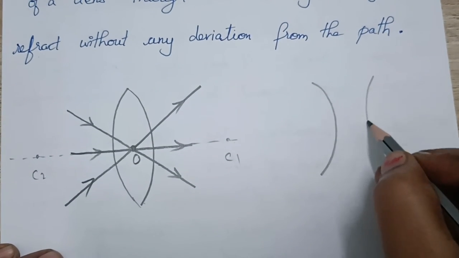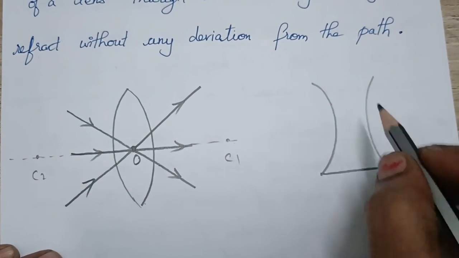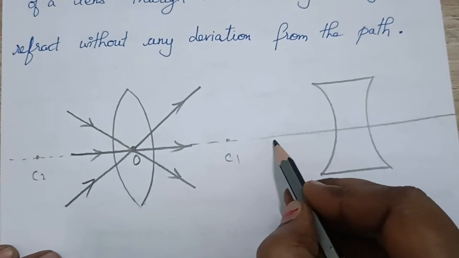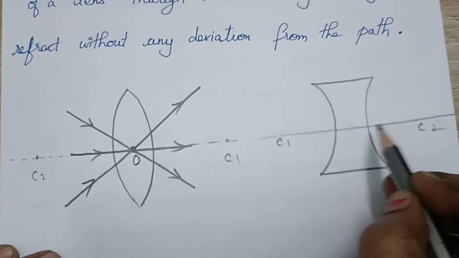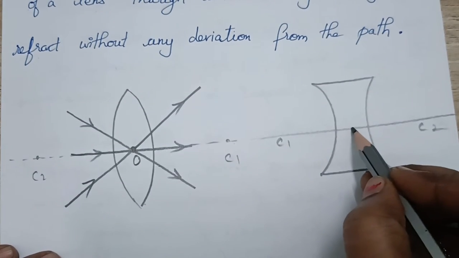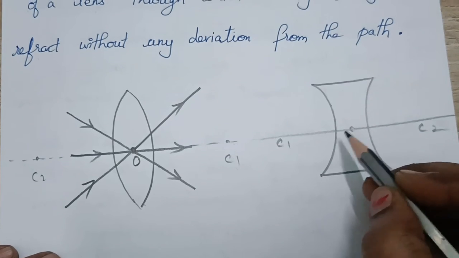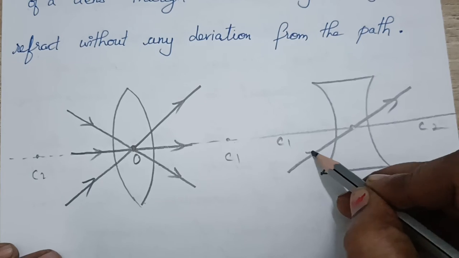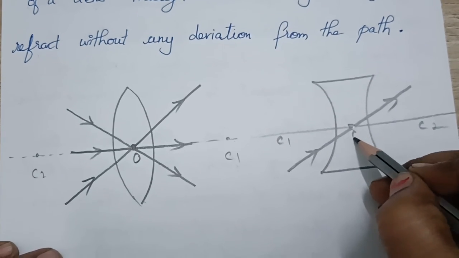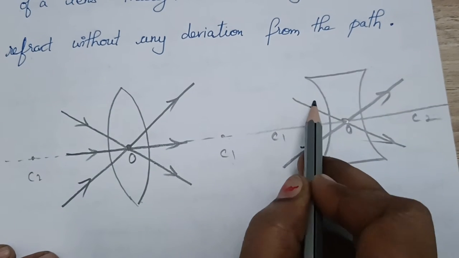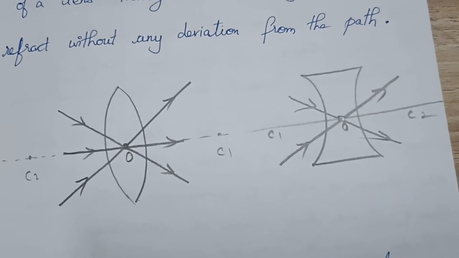Okay, likewise for the concave lens also. So the imaginary line, this is C1, C2. Okay, this is the principal axis. A point lies on the principal axis through which if a light ray passes undeviated, then this point is called your optical center. Okay, this is called the optical center.